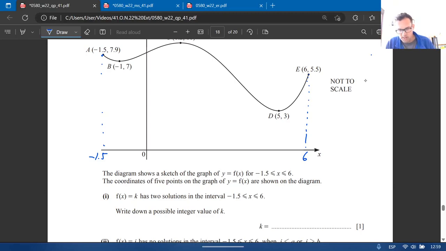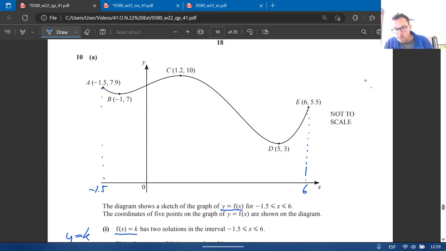Okay. So what have they changed here? From y equals f(x) to f(x) equals k. What's changed? f(x) equal to y, f(x) equal to k. That means k equals y. This is another change, the y for a k. That means we're going to find our answer on the y-axis. Somewhere over here. Okay, two solutions means, what does that mean? What does two solutions mean?